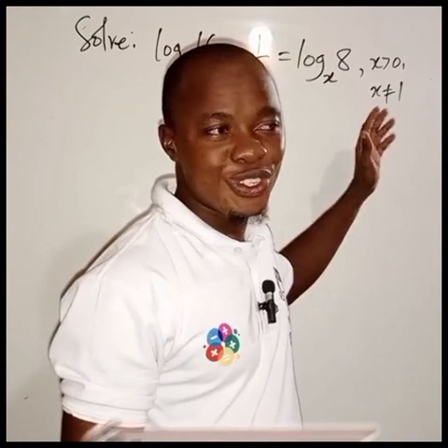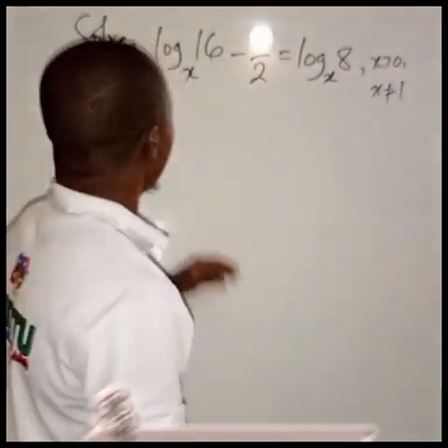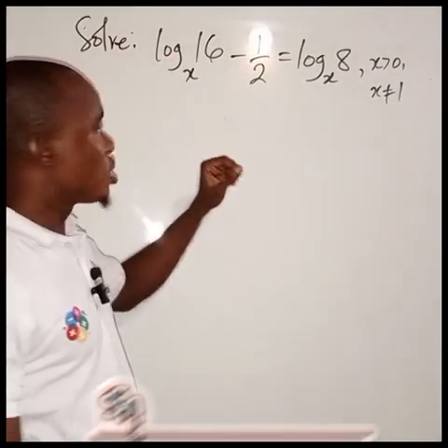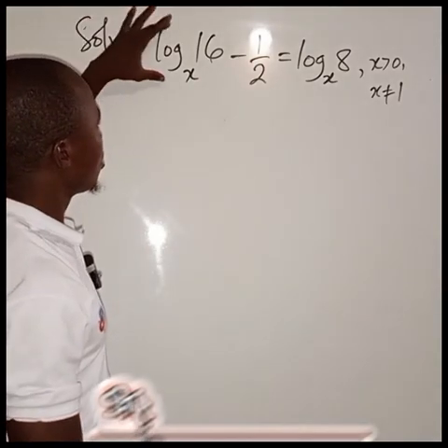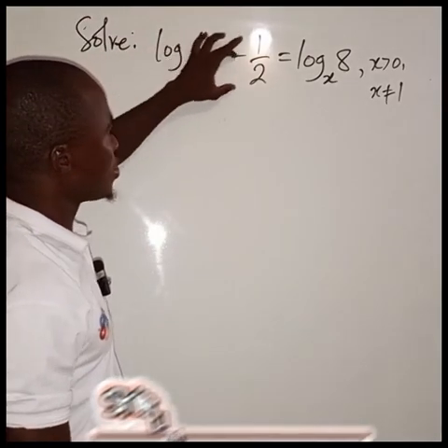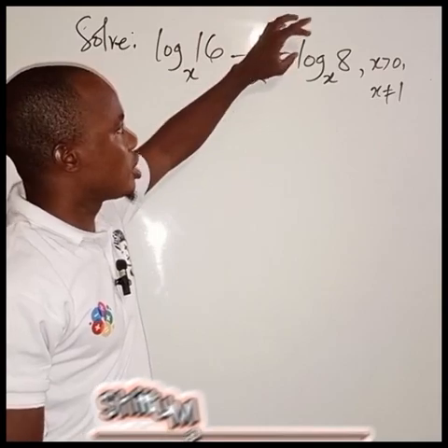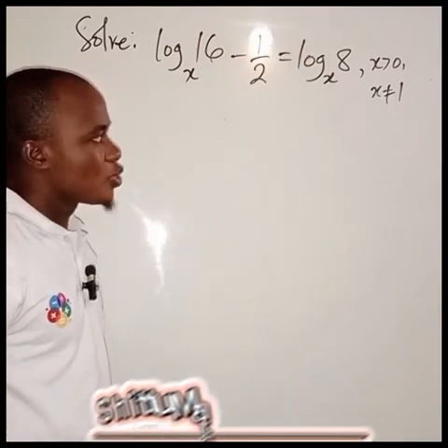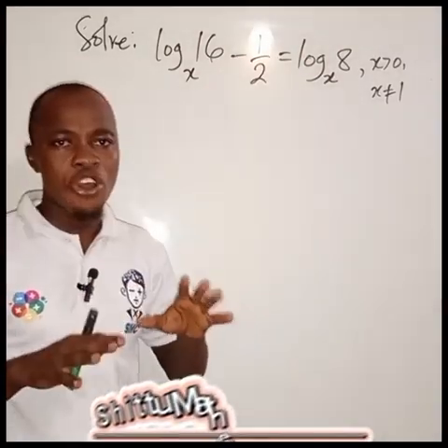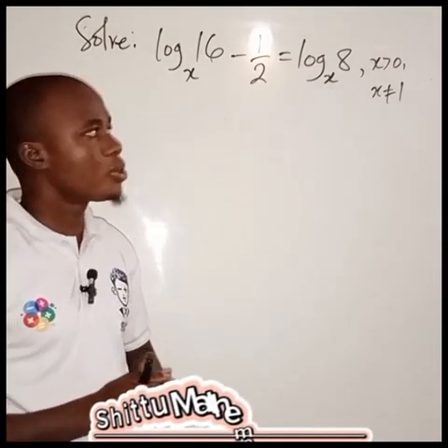Let's see how we are going to solve this problem here. This is a logarithmic equation. We're going to solve log 16 base x minus 1 over 2 equals log 8 base x. So now here, let's see the nature of the solutions of this equation.